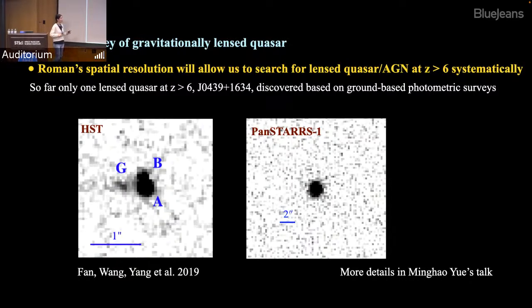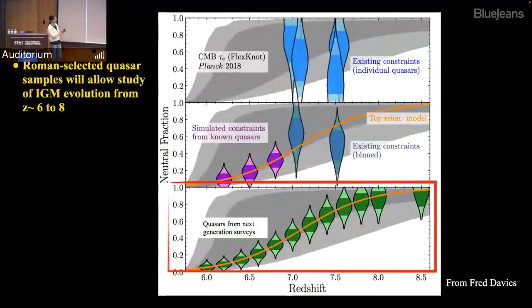However, with the ground-based image, this is the Pan-STARRS image, we cannot resolve it. So Roman's spatial resolution will be comparable to HST, which means we can directly resolve it from the imaging data. Then we can carry out a systematic survey of them. And then for reionization, as I mentioned, with these quasar surveys, we will get a larger sample of these faint quasars, or a large sample of high redshift quasars.